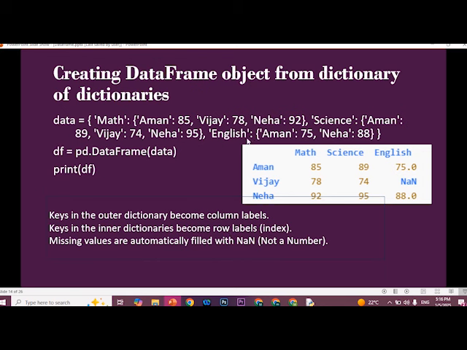Missing values. Here, for the key English, what is missing? Whose mark is missing here? Vijay. Right. So at that place it will be NaN. English, Vijay. In that place it will be NaN.